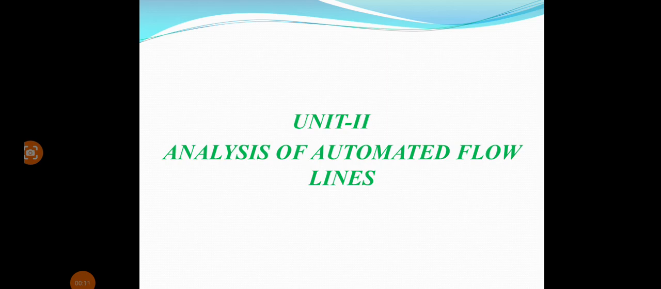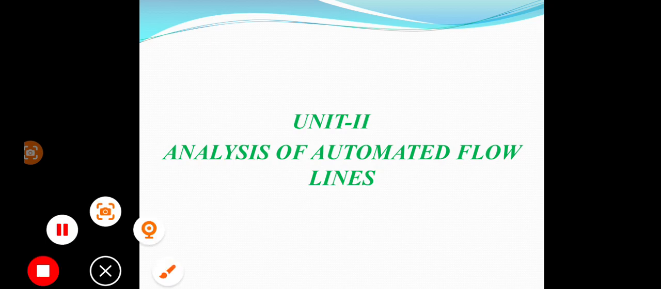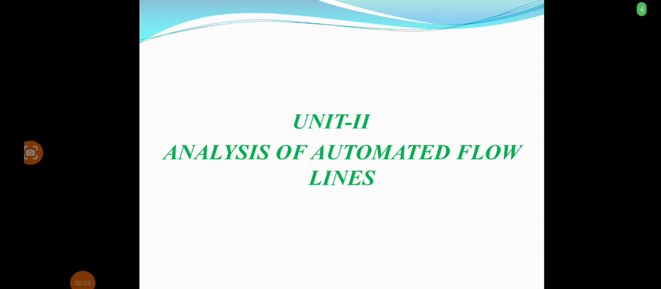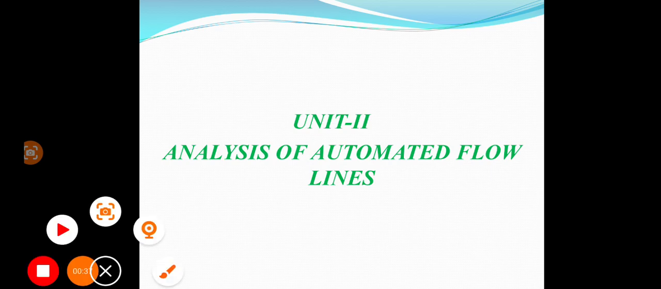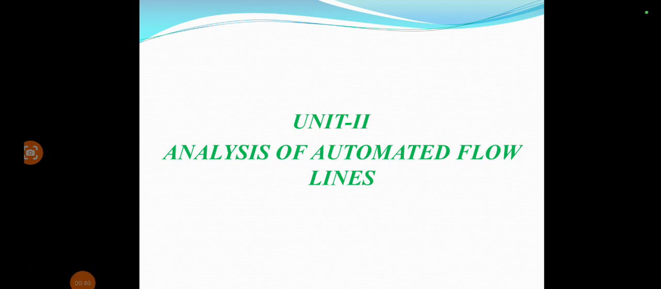Today we have to discuss Module 2, analysis of automated flow line. In the previous module, we discussed the basic introduction of automation, what the role of automation is, what types of automation we have to consider, and what the main role of each automation is in the present scenario. That concept we discussed in the previous module. Next, coming to Module 2, analysis of automated flow line.